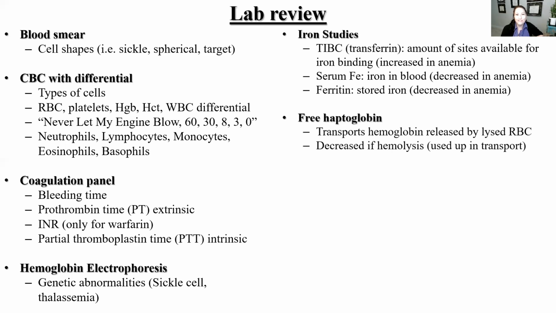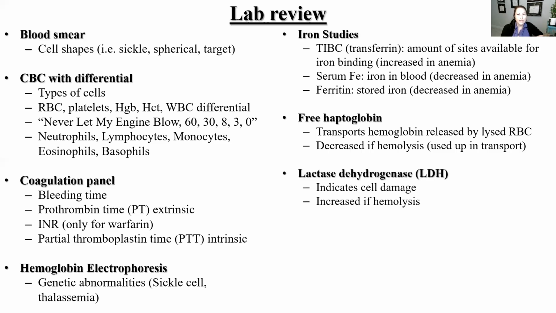Free haptoglobin is kind of the taxi cab that transports all of the little hemoglobin around the bloodstream from our lysed red blood cells. So if we have a hemolysis or a hemolytic type of anemia, pew, pew, pew, those cells are all exploding everywhere. The free haptoglobin comes along and picks up that hemoglobin and transports it around the bloodstream. So if you have hemolysis, you will have a decreased free haptoglobin because it's being used up. Lactate dehydrogenase, or LDH, indicates that there's cellular damage going on. So in the case of hemolytic anemia, pew, pew, pew, they're all exploding. That is indicative of cell damage. So your LDH will always be increased in a hemolytic type of anemia.